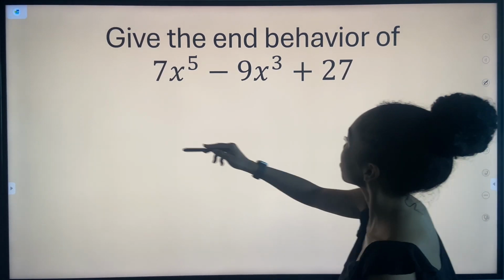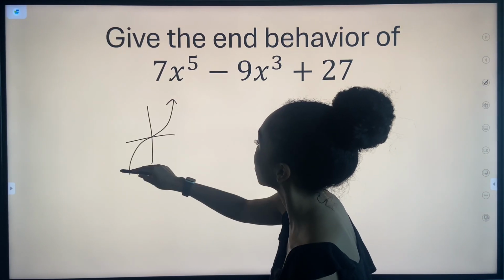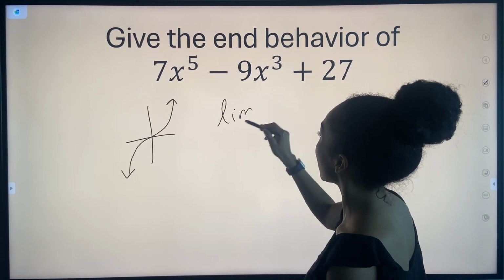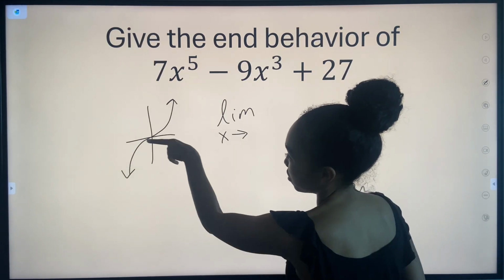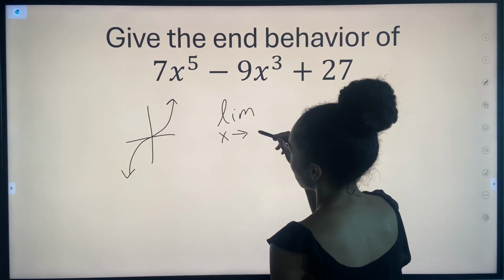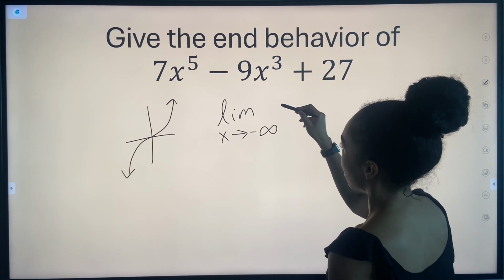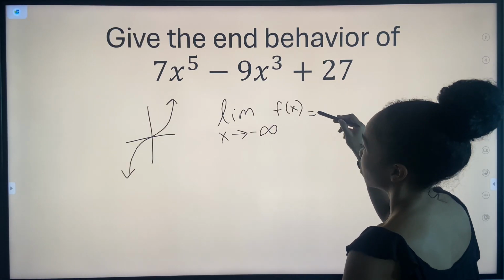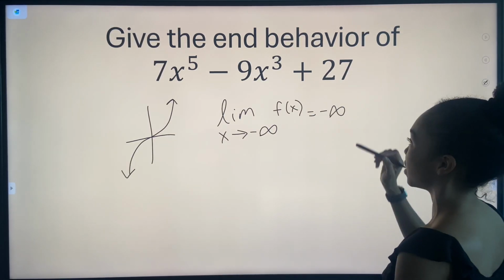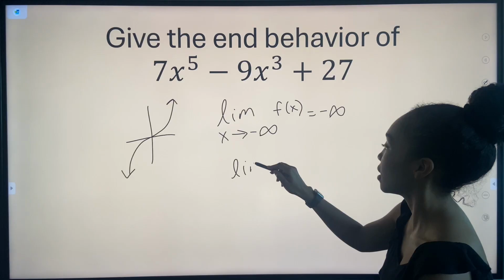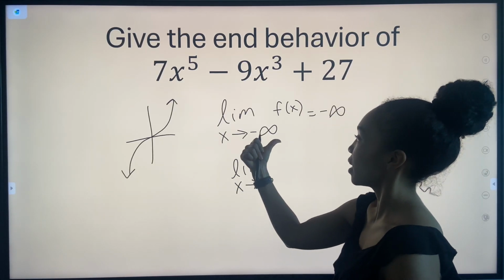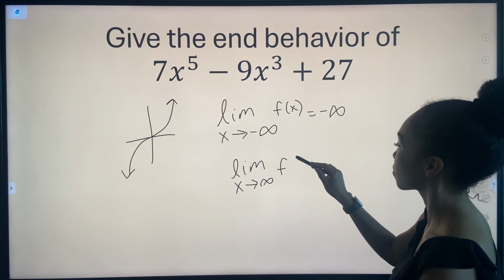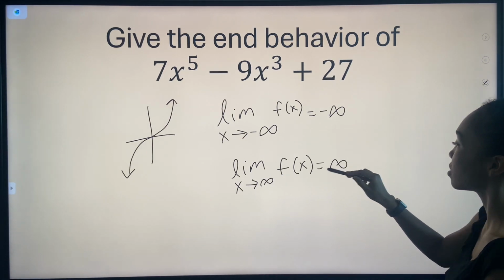So the end behavior, since it looks like this, will be the limit as x goes to the left. As I go this way, the graph goes down. So as the x values go to the negative side, your function goes down to negative infinity. The limit as x goes to the right. As you move this way, your graph goes up. So that will be positive infinity.